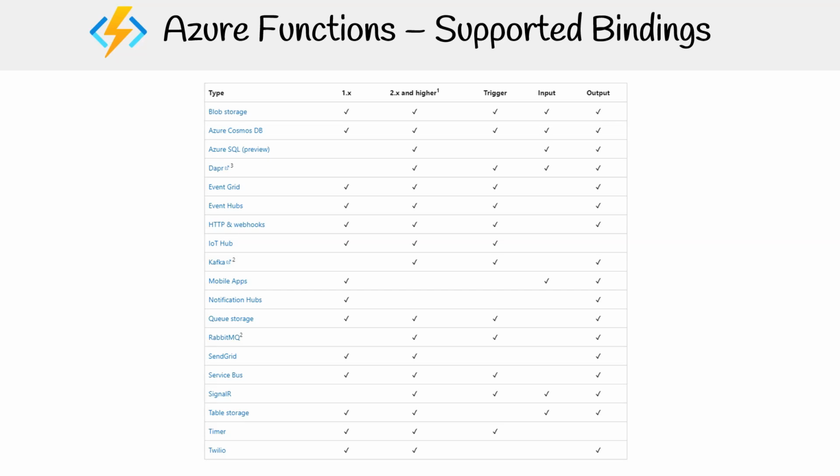Overall, Azure Functions offer serverless computation and seamless service integration. Using triggers and bindings, they eliminate redundant code. The platform supports diverse bindings, but some integrations have limits.